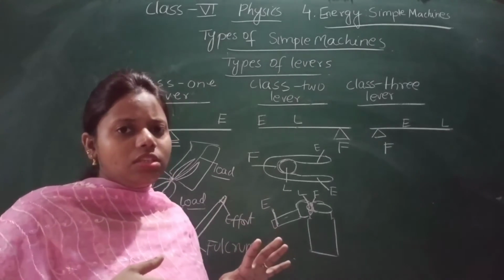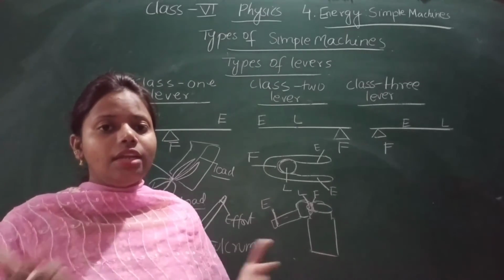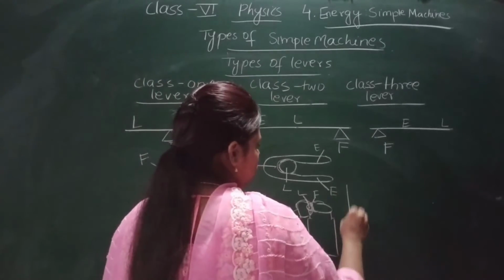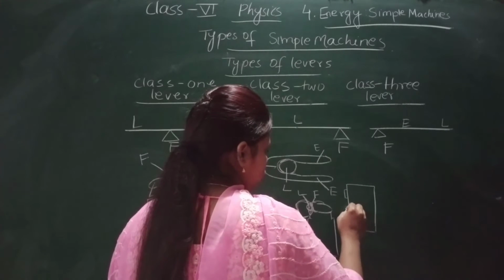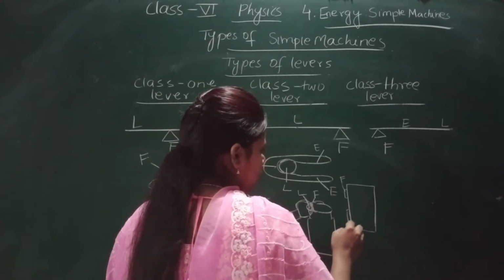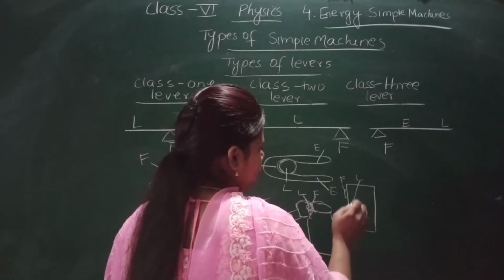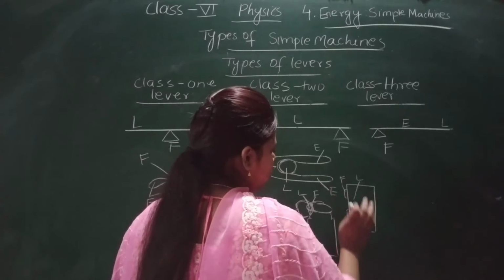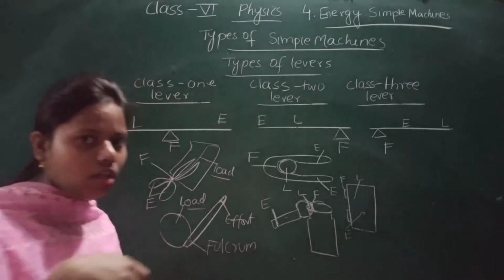One more example is the door, which we open and close every day. That is also an example of class 2 lever. How? In the door you see the hinges are there, which are fixed to the wall. So this one is the fulcrum. This door is your load. And the force we apply to move it becomes the effort, here to push or pull the door.